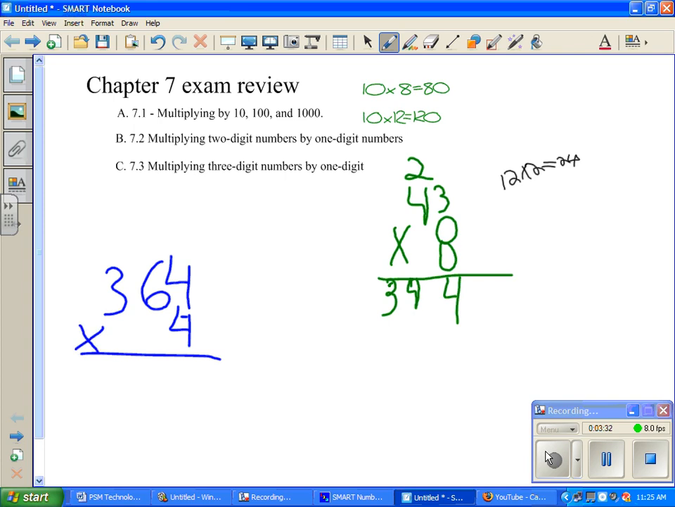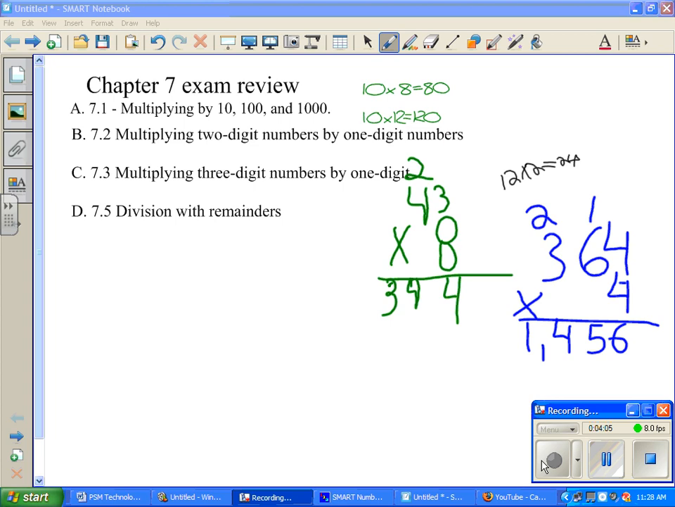Okay, start with the ones. 4 times 4, 16 ones. We'll go with the ones and tens. All right, so you have 6 times 4 now. It's 24 plus the 1 at the top. It's 25, actually 250. So now the 2 goes with the hundreds. 300 times 4 plus 2 is 1,400 plus 200. So 1,456. Good job.